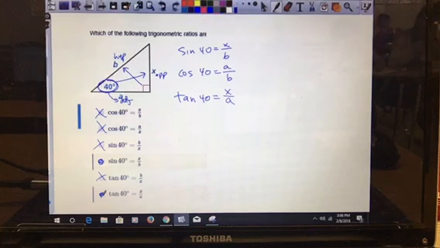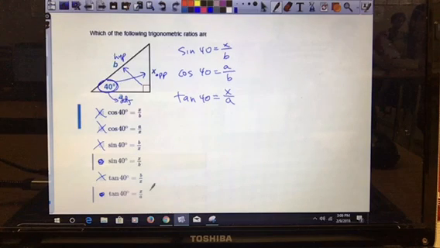So you would just have the triangle, find the 3 trig functions, and then compare them and see which ones are there. That's all you're looking for, which ones actually showed up. So that was 5.